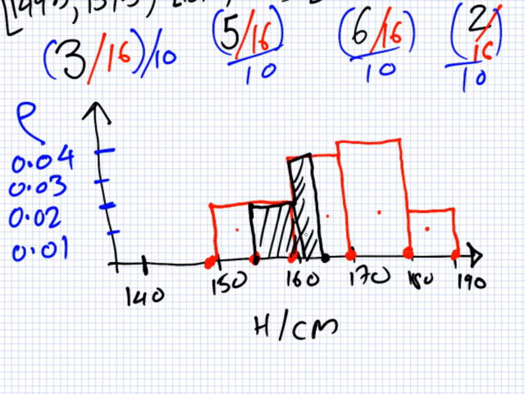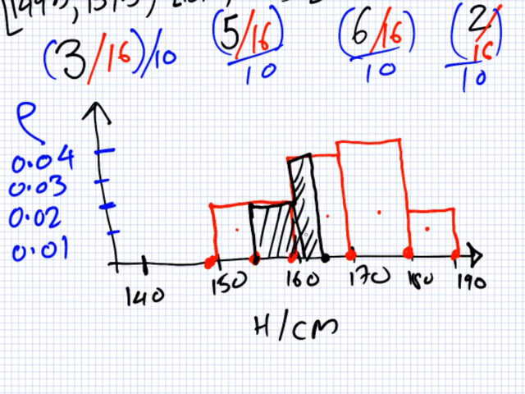Right, so the first one. How big is the base here? 5. And the height? 0.1875. No, 0.01875. Yes. And then the next one is 5. And the height? 0.03125. So the area in black is 0.25. Seems better. So I'm saying that 25% of the data of the heights are between 155 and 165.